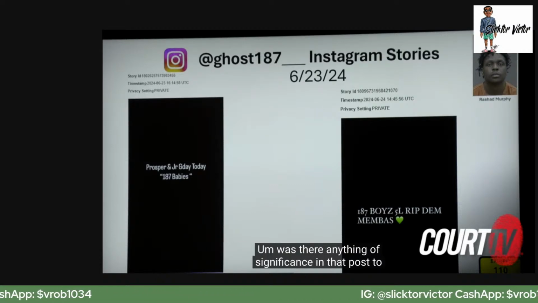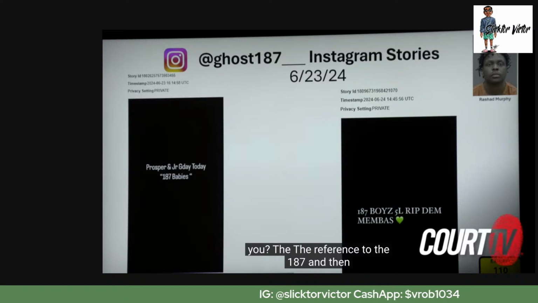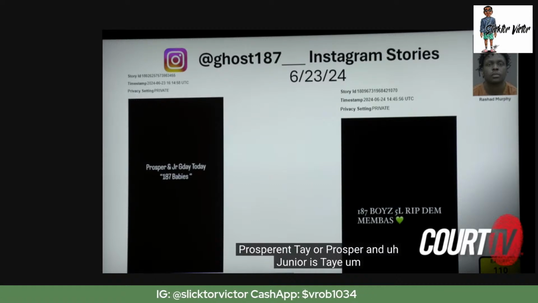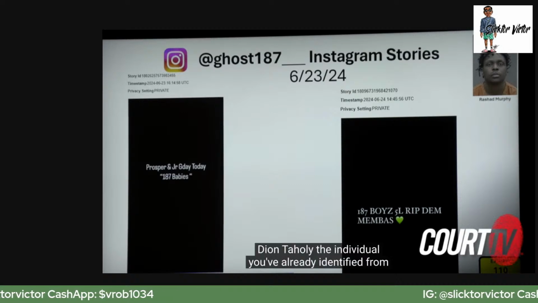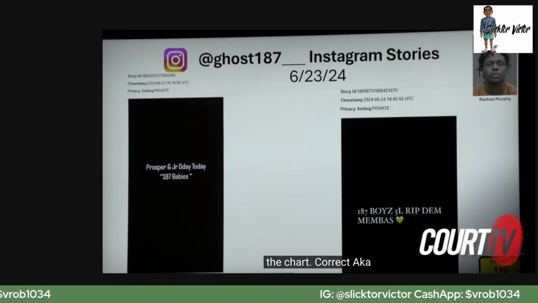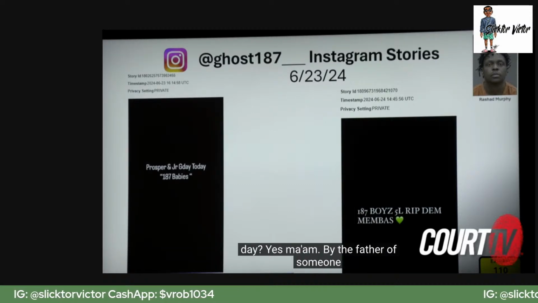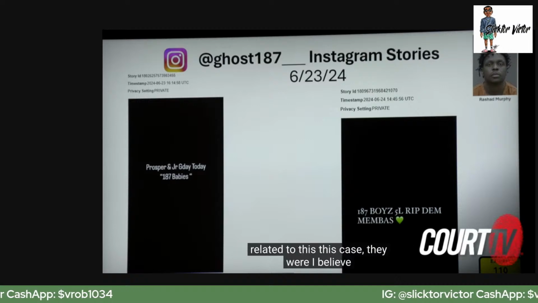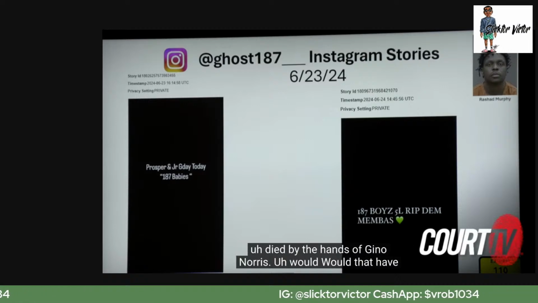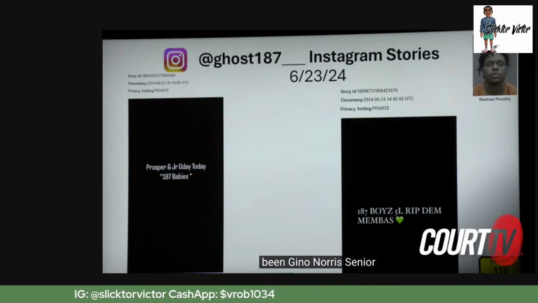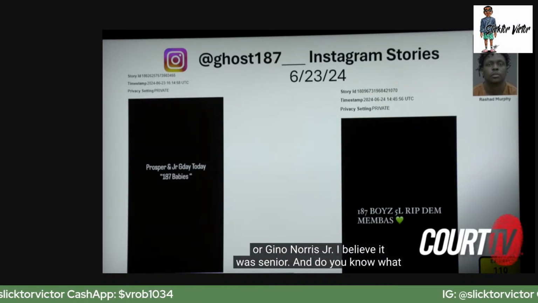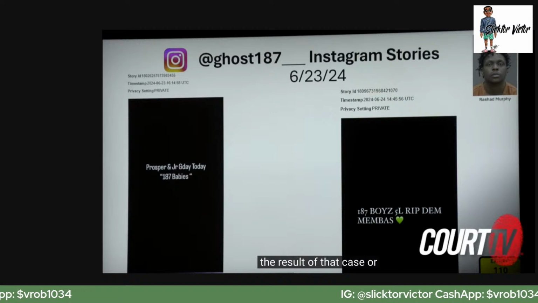Is Tay, Deonta Holsey, the individual you've already identified from the chart? Correct, aka Junior. Were those two individuals killed on the same day? Yes, ma'am. By the father of someone related to this case? They were, I believe, killed by the hands of Gino Norris. Would that have been Gino Norris Sr. or Gino Norris Jr.? I believe it was Senior. And do you know what the result of that case or investigation was? I don't. I believe it was justifiable homicide, but not certain. No, ma'am. Not certain.